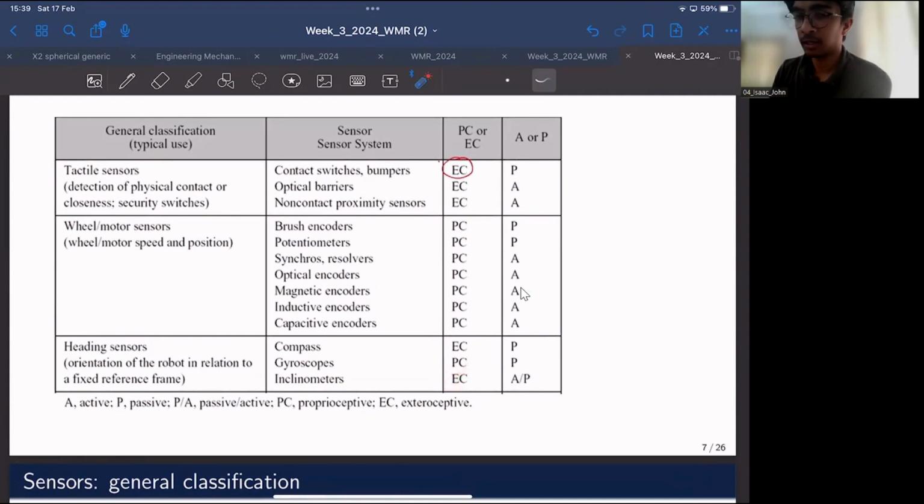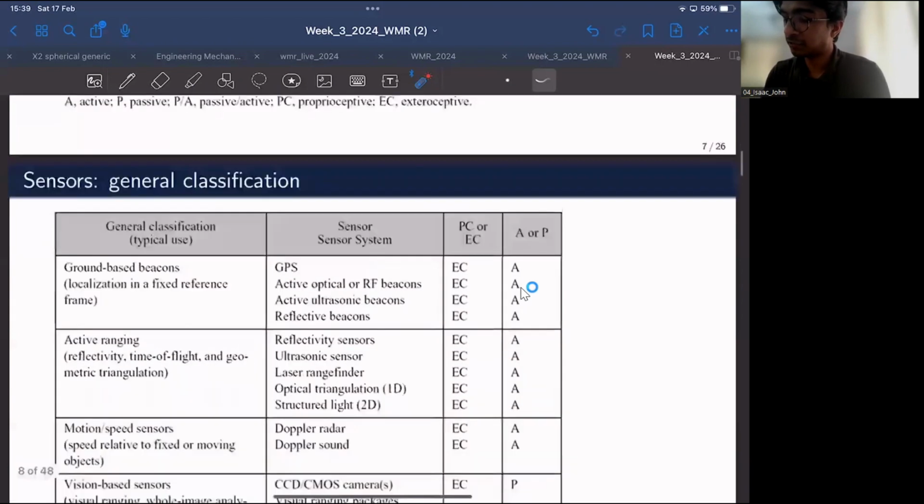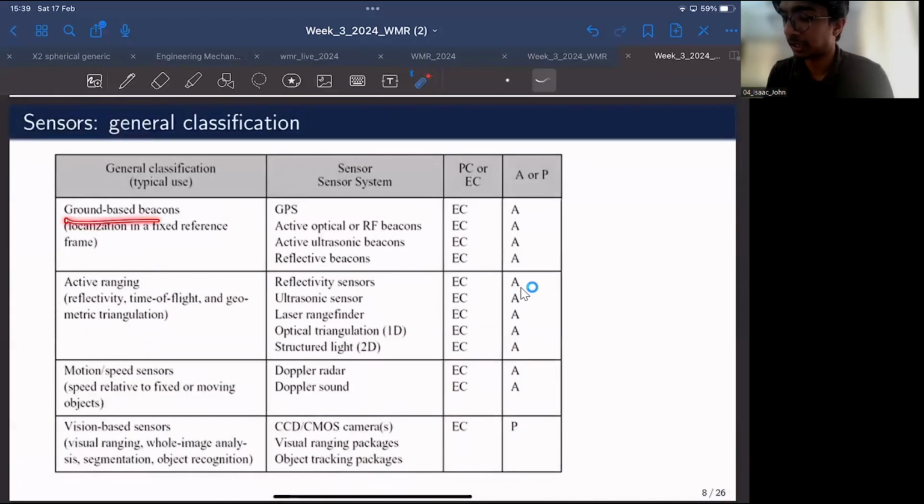For example, a compass is basically influenced by the Earth's magnetic field. So in that regard, it could be an exteroceptive sensor, right? And due to the fact that we don't have to provide any sort of energy to a compass, it also comes under a passive sensor, right? So multiple different variations of sensors are also possible. Like for example, you can have various kinds of inclinometers, inclinometers that could be active and that could be passive, right? And same thing for ground-based beacons.